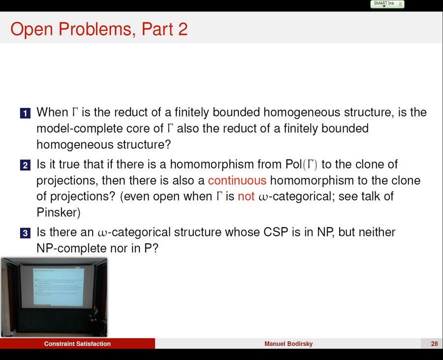And finally, I already mentioned that. Suppose your CSP is in NP for an omega-categorical structure. Is it always NP-complete or in P? Just very basic questions are open in this.